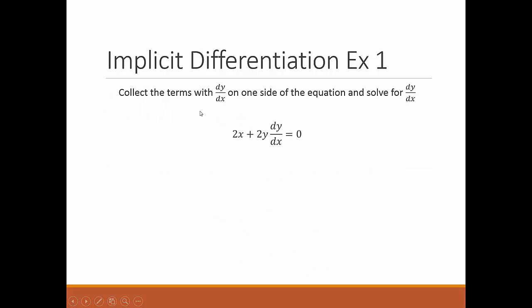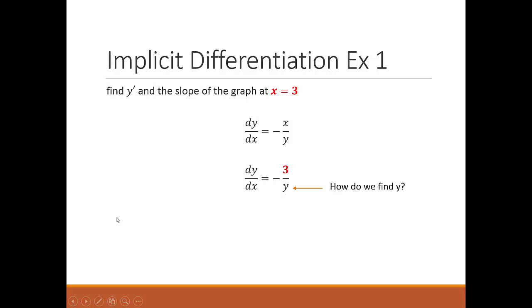So now I want to collect the terms with dy dx on one side, because that's what I'm solving for, dy dx. So I subtracted 2x on both sides. I divided both sides by 2y, and I can also divide both sides out by 2. So I get dy dx equals negative x over y. All right, so we found dy dx.